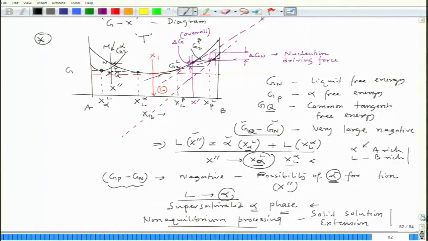And another interesting part, it is important from the point of evolution of an entirely different phase which is called amorphous phase. Now, if I consider X1 composition, this X1 composition is not converting into alpha and liquid, alpha and beta. So, this X1 composition remains liquid.